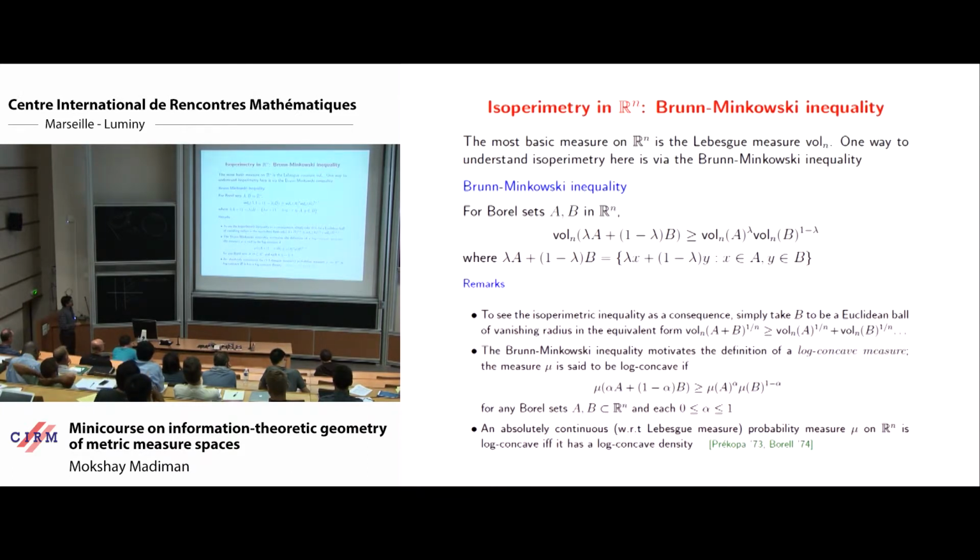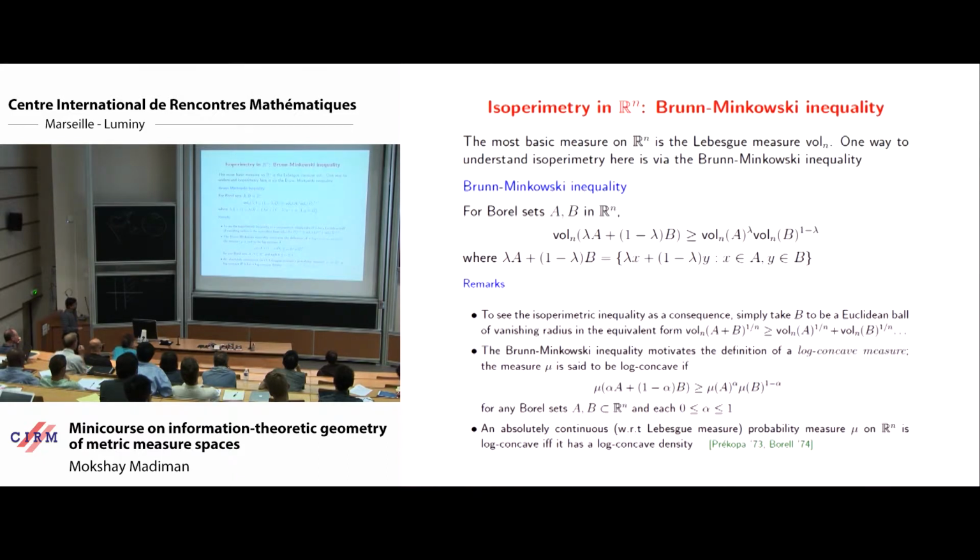Note that if you look at this expression, this is looking very similar to the definition of a log concave function, except that the arguments here are not points but sets, right? And instead of a function here, you have a measure here. So you can use this expression to define the notion of a log concave measure. So we will say that a measure is log concave if the measure of a convex combination of two sets is at least the geometric mean of the measures of the two sets. Okay.